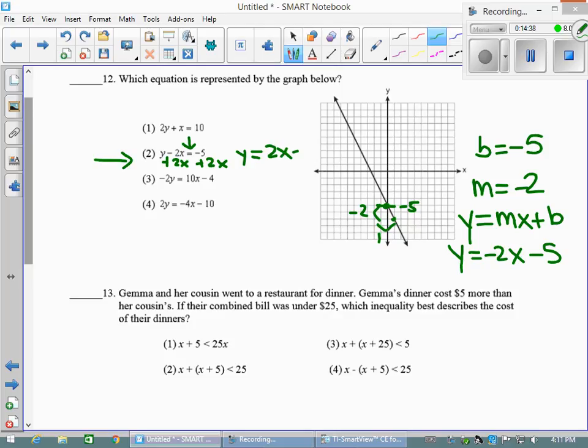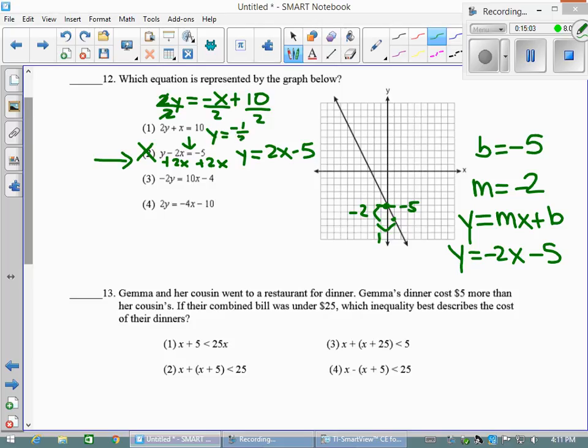If I went back to equation choice 1, I would start by subtracting the x from both sides, so I would get 2y is equal to negative x plus 10. Divide by 2, and I can already see this is incorrect, because now I have a slope here that's fractional. It's going to be negative 1/2 x plus 5. So the y-intercept is wrong and the slope is wrong.